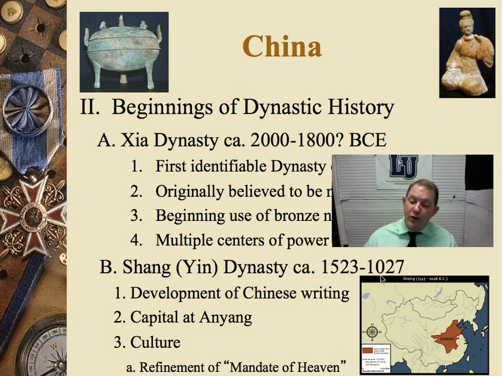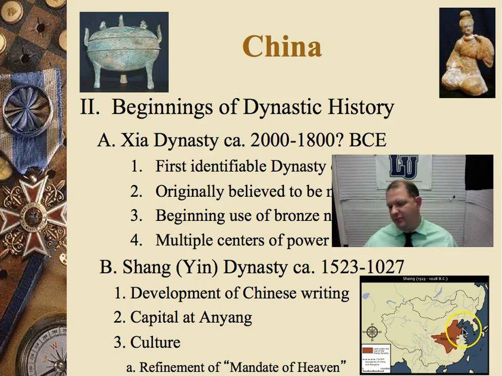We have the movement of the capital away from what was called the traditional capital of Xi'an to the city of Anyang. And we have a continuing evolution and definition of the idea of the theoretical ideal of the Chinese government. Now, the reason why I moved the video box is to point out the colored area on the map.